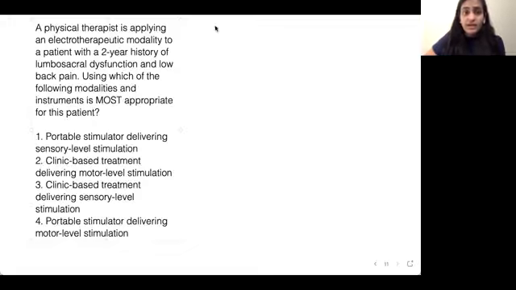Okay. So it's fine. Now, here it says that a patient is applying an electrotherapeutic modality to a 2-year history of lumbosacral dysfunction and low back pain. What does this tell you? This is a chronic problem. Based on this chronic problem, what kind of TENS will we give? Do we give a sensory TENS? Do we give a high TENS? Do we give a low TENS? What kind of TENS do we give?